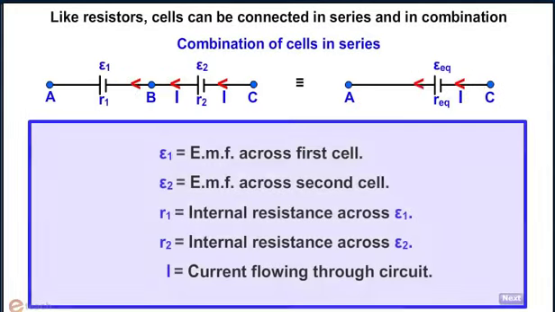Like resistors, cells can be connected in series and parallel combinations. By simple calculation, we can easily find the potential difference between points A and C.